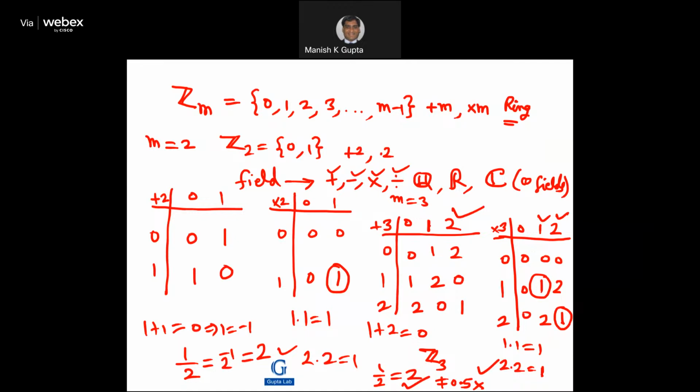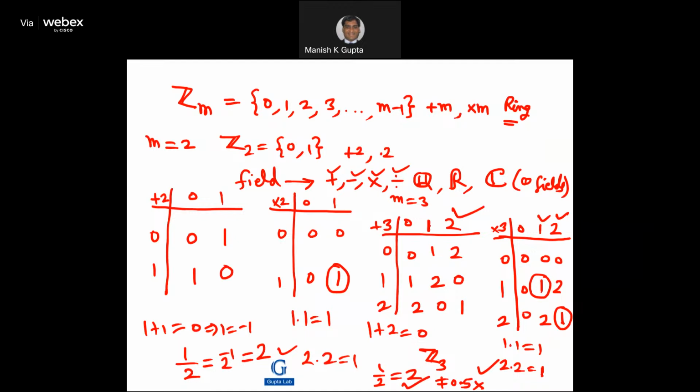Integers modulo 3, we can make tables similarly, and we can check that here again every non-zero element has an inverse. So what is the inverse of 1? Can you tell? 1, because 1 into 1 is 1. What is the inverse of 2? 2, because 2 into 2 is 1. Since 2 into 2 is equal to 1, so 1 by 2 is equal to 2, because the inverse of 2 is 2, right? Just to confuse, I mean, this is a very nice thing, right?